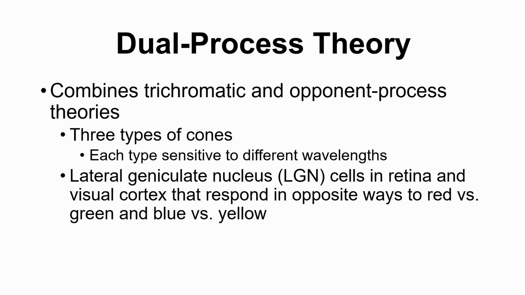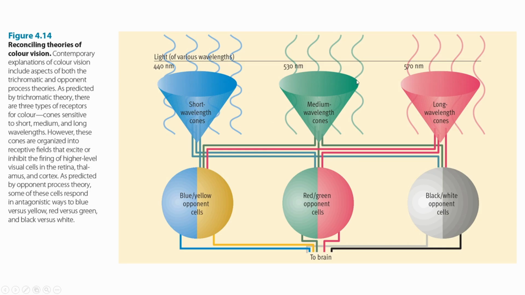So nowadays we use what's called the dual process theory. And this is pretty much a combination of our trichromatic and opponent process theories. So we're going to mix sort of the best of both theories together to have what we think is going on today. So here we have 3 types of cones. We still don't disagree on that. And each type of cone is sensitive to different wavelengths. This is where we're going to get back into the 3 types of cones, blue, green, and red.